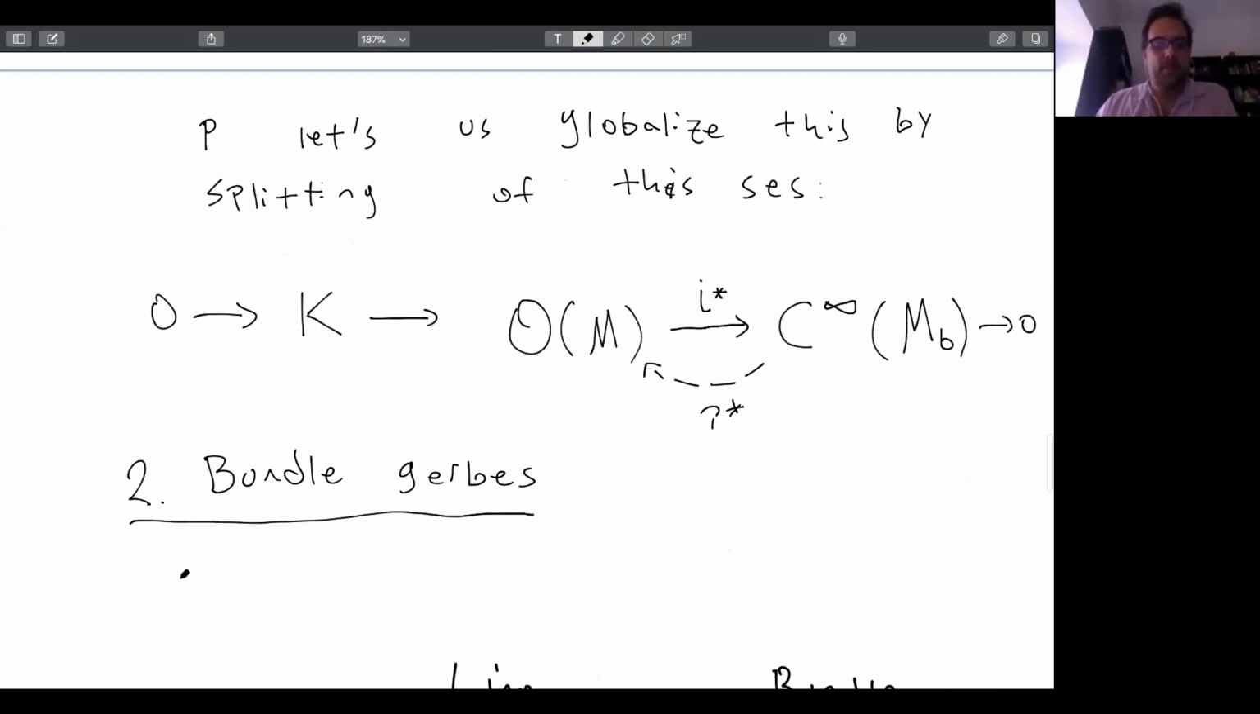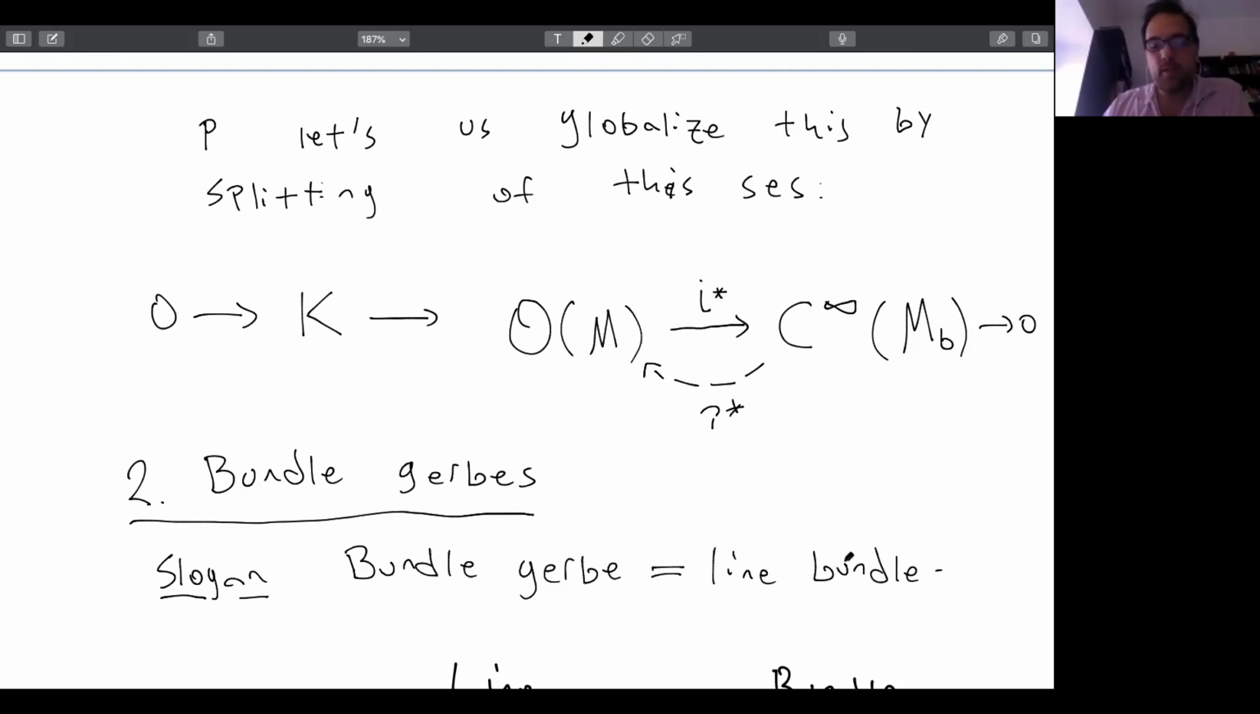So here's the slogan, which you're going to see fleshed out on this chart, which is that plus 1.